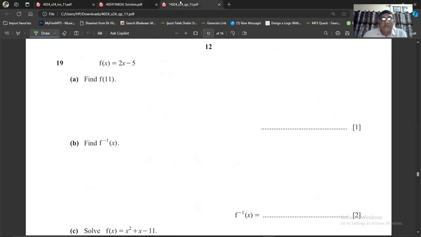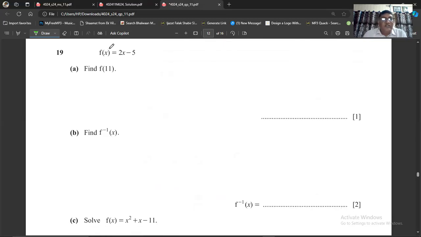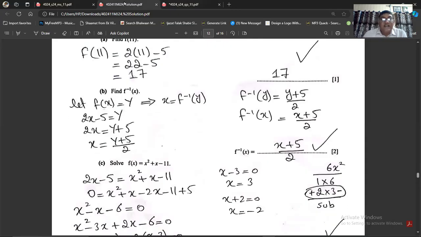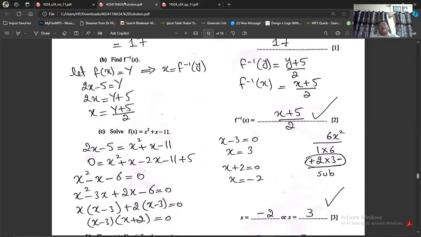Question number 19, B part. He says find the f inverse. Okay. So we will suppose that f of x is equal to y, and that means that x will be equal to f inverse of y. Then in the place of f of x, I will put the formula 2x minus 5, which is equal to y.